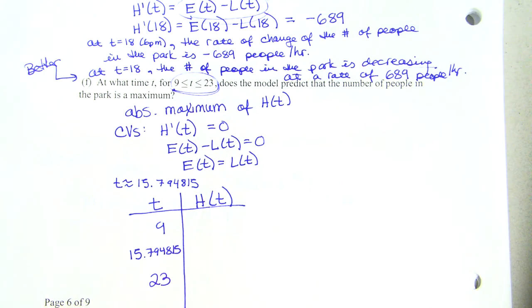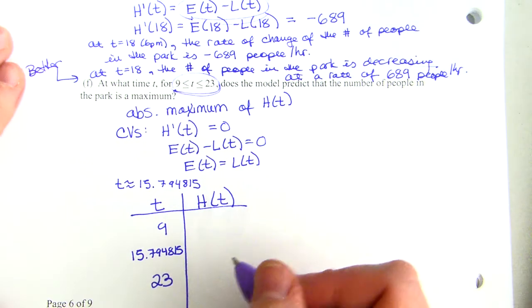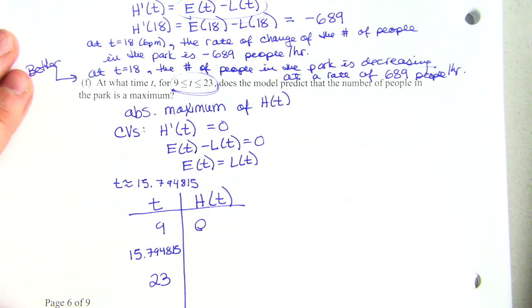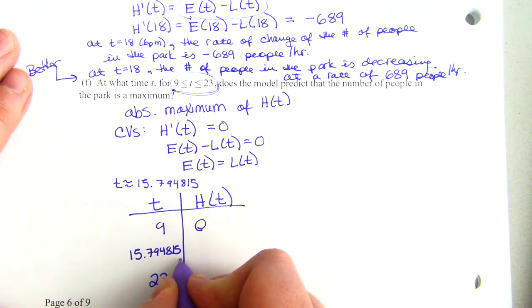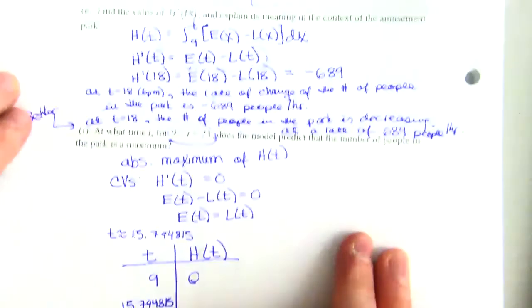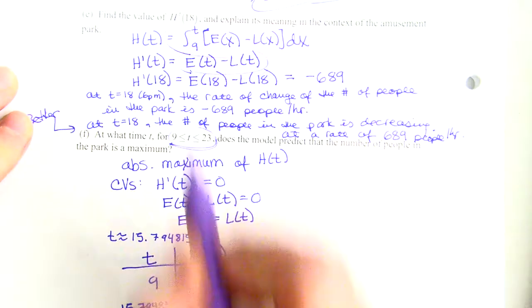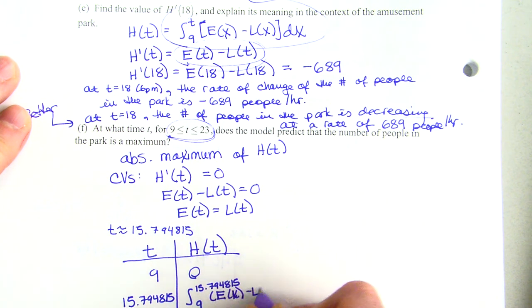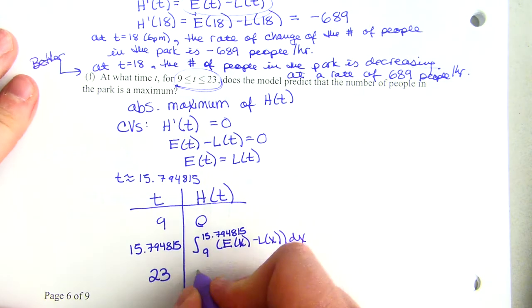Now, I think I know when I'm going to have the most people in the park if you think logically, but let's actually go through our calculations. How many people are in the park at time 9? 0 people. How many people are in the park at time 15.794815? Well, I need to plug in to my formula for h of t, that function defined by an integral. I need to do the integral from 9 to 15.794815 of e of x minus L of x dx. Same at 23.